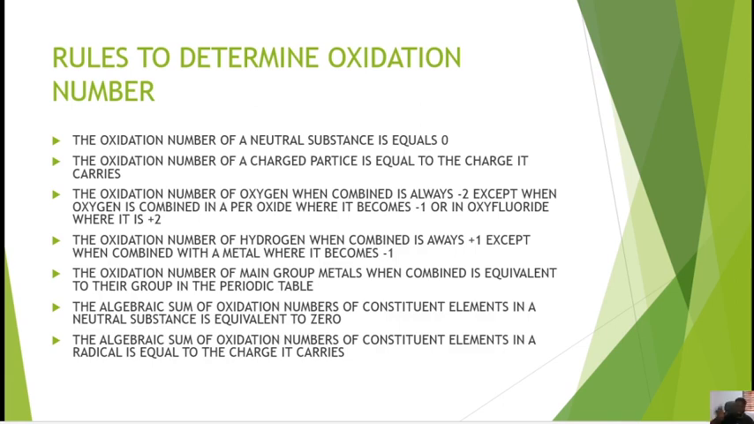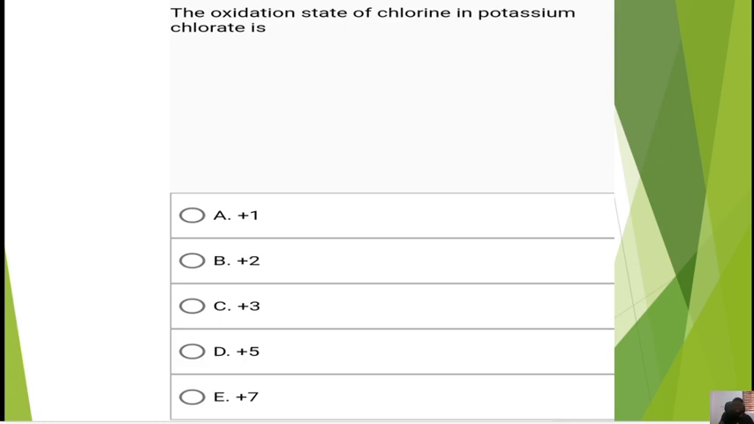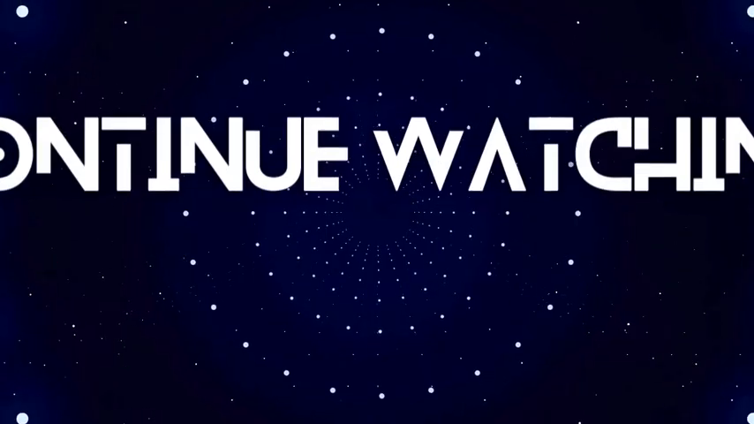With those exceptions, as you can see, the oxidation number of group 1 metals is equals +1. That's the main group metals simply coincide with the group in the periodic table. Algebraic sum of the constituent oxidation numbers of elements in a neutral substance is equivalent to 0. And finally, the oxidation number of a radical is basically the sum of oxidation numbers of elements in a radical is basically equal to the charge it carries. With this, I presume you are able to solve questions with respect to oxidation number.